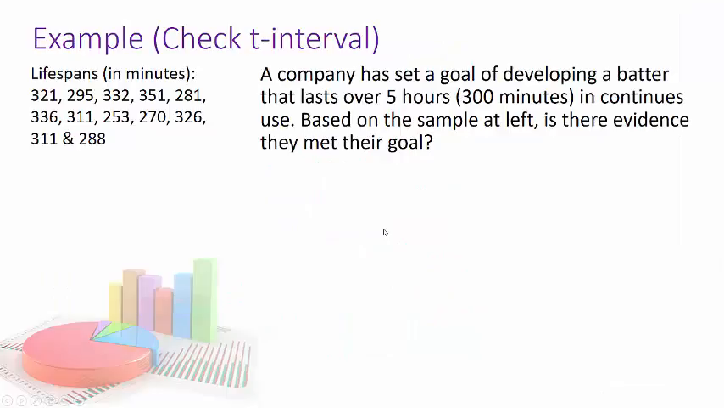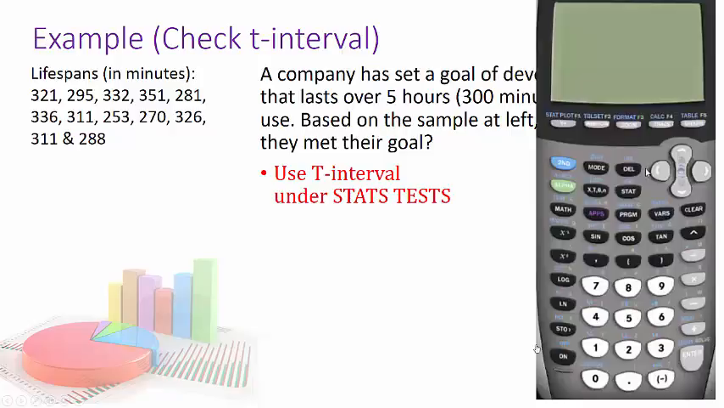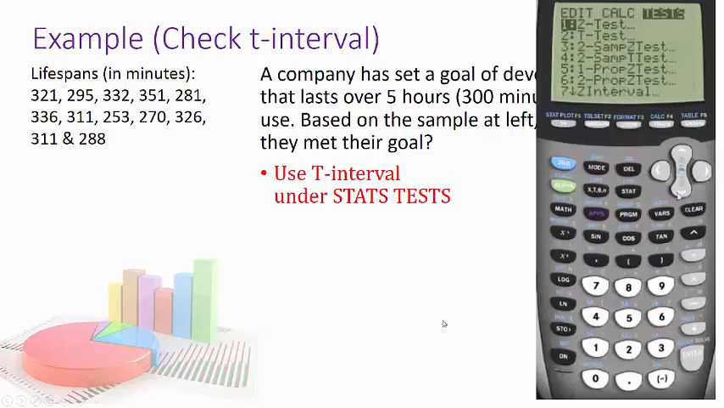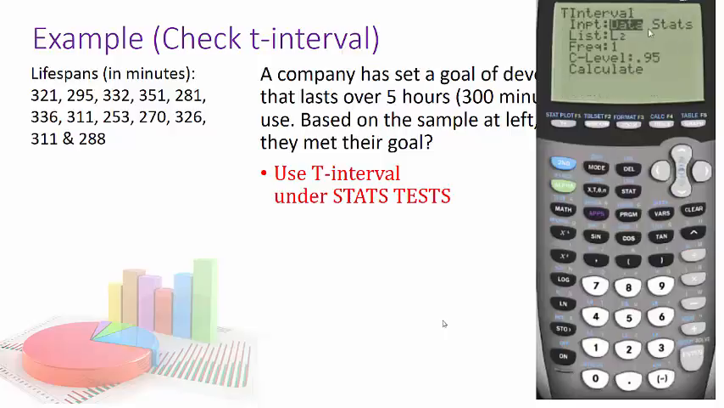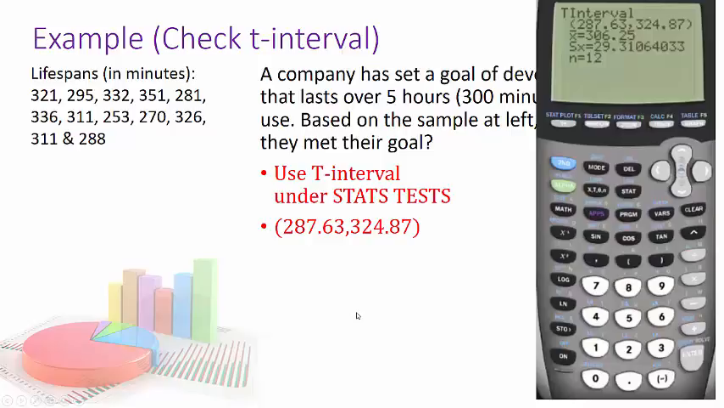So we can also calculate a confidence interval, or t-interval, to make sure that this kind of jives with the data. It's really good advice to go ahead and do this. So we'll go ahead and calculate the t-interval. You go down to number 8, t-interval, data, list, everything's set. I'll use 95%. I think the book used 90, but I like 95. 95 is good for this. So I have 287.63 to 324.87. So that's my confidence interval. So I feel pretty confident in my conclusion.